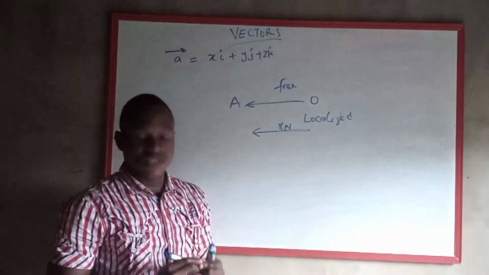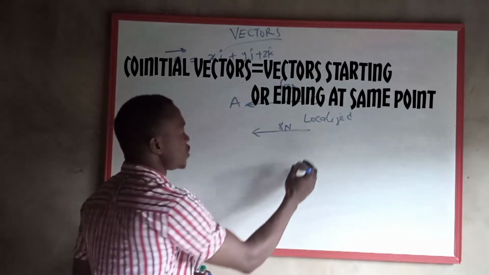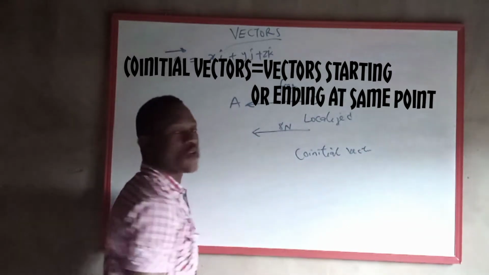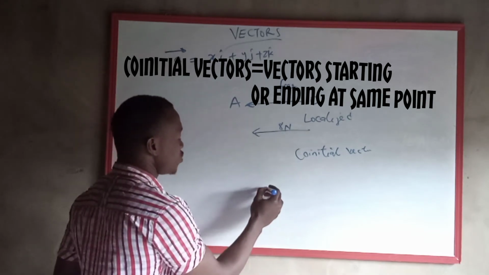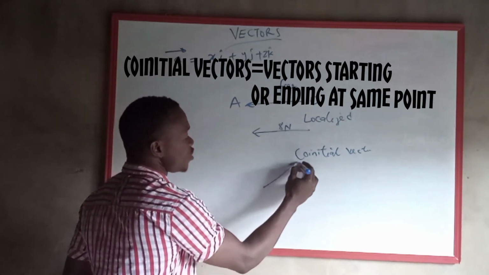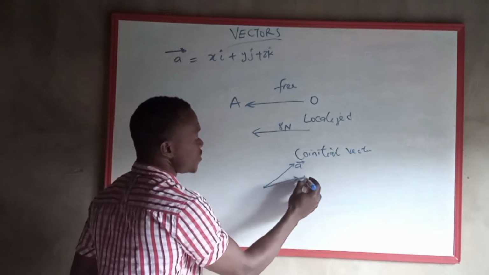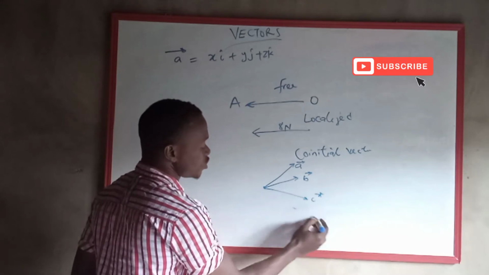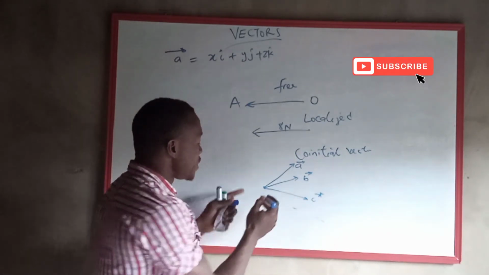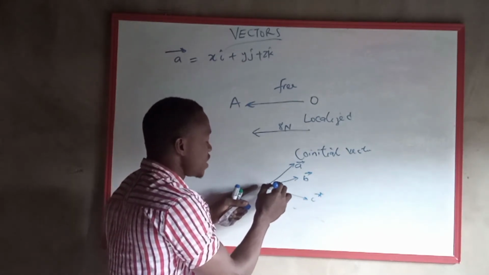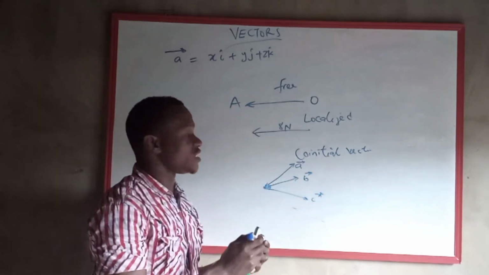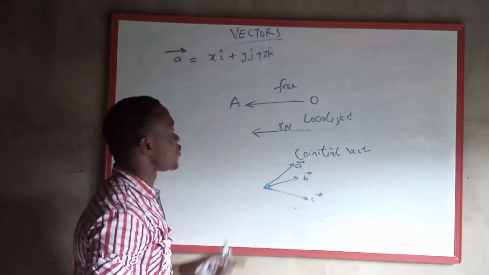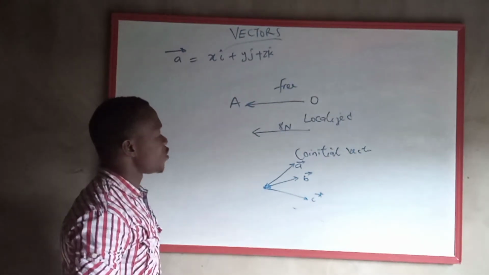Then the third one is the co-initial vectors. These vectors are the ones that meet at a point or start at a point. At a particular point, we have vector A going, vector B going also, vector C also, and continuously. They all meet at a point. Either they are coming towards the point in this particular direction, or they are leaving the point. They become co-initial vectors because they meet at a particular point. So these are the three types of vectors that we have.